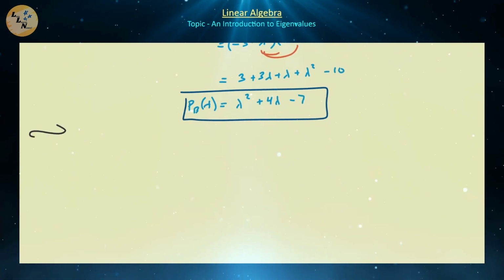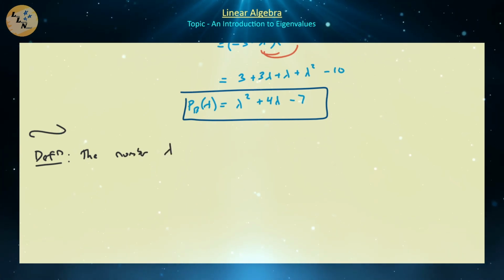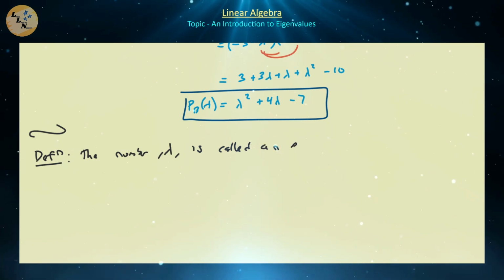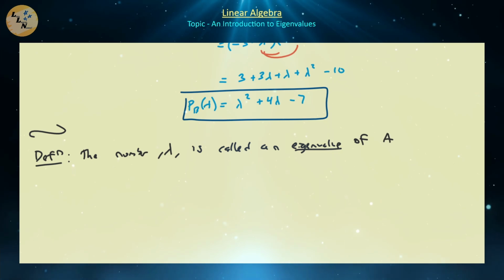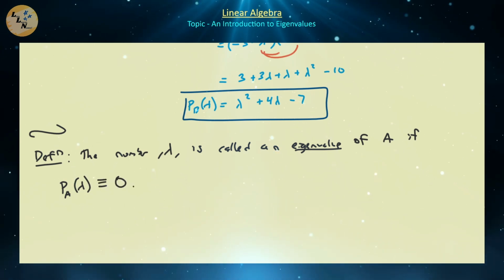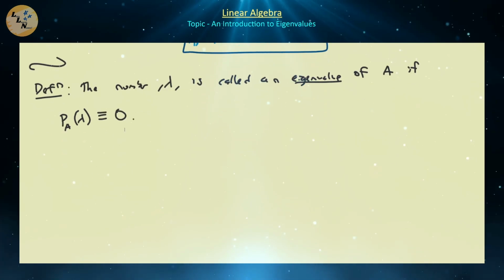Let's define another term to add to the list, and this is going to be very, very important. This number lambda is called an eigenvalue of the matrix A if the characteristic polynomial evaluated at that particular number lambda is equal to 0.